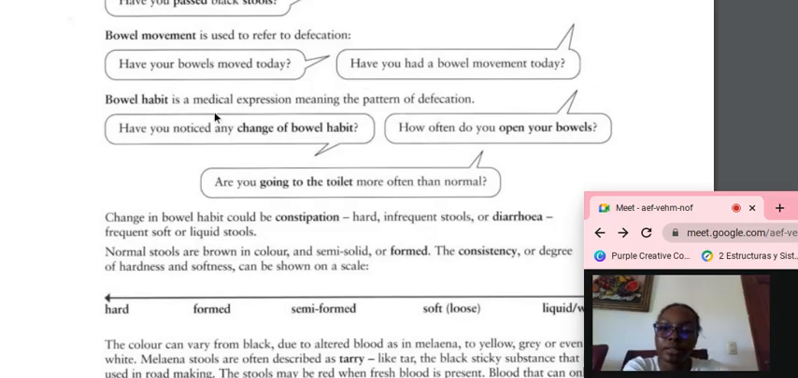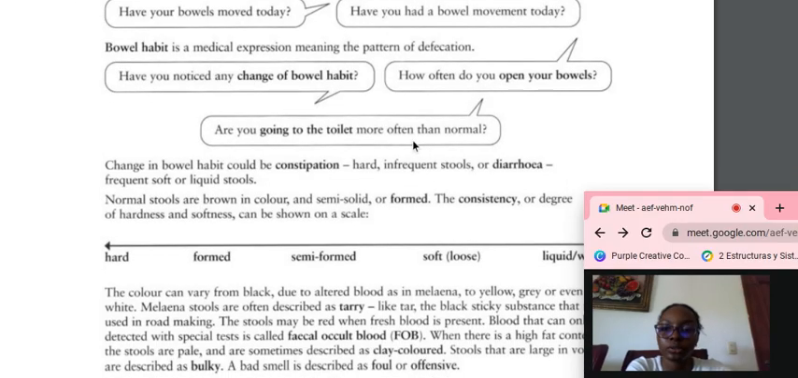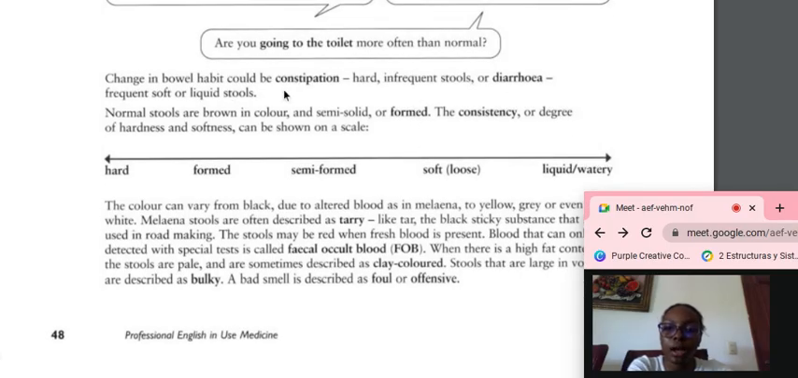Bowel habit is a medical expression meaning the pattern of defecation. Have you noticed any change of bowel habit? How often do you open your bowels? Are you going to the toilet more often than normal? Change in the bowel habit could be constipation, hard, infrequent stools, or diarrhea, frequent soft or liquid stools.